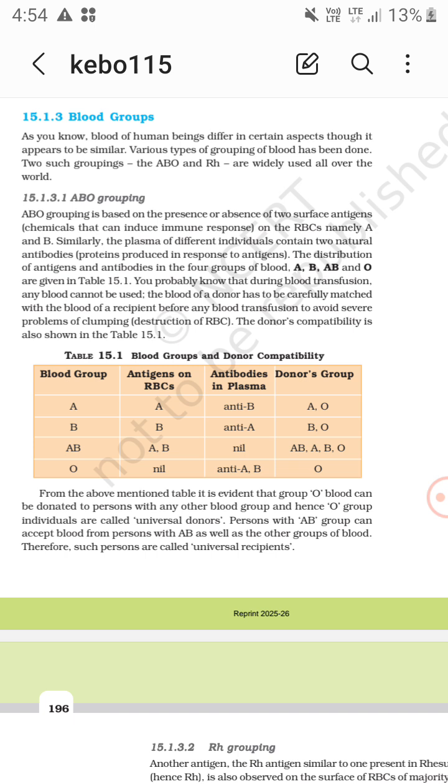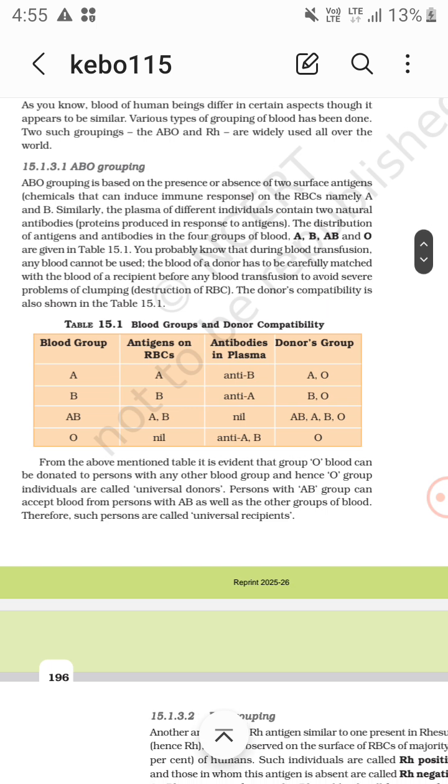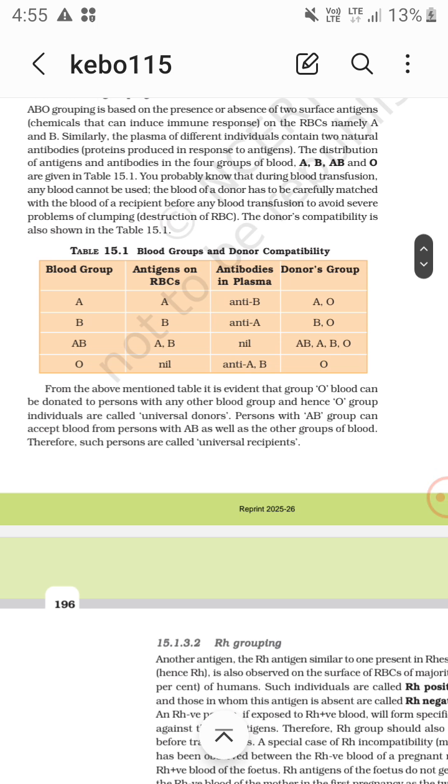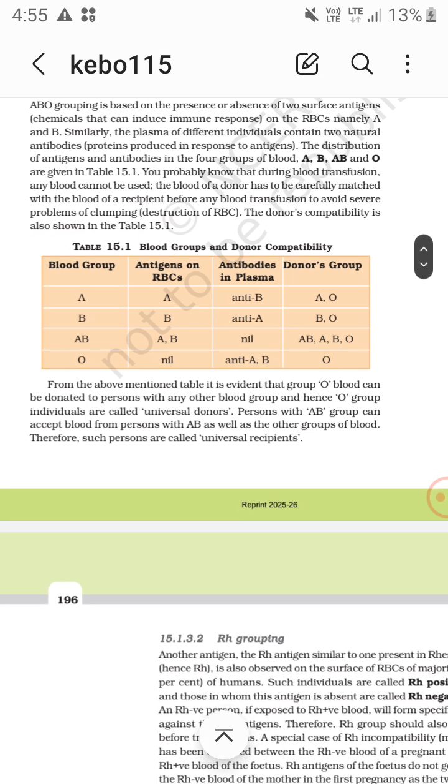So you probably know that during blood transfusion, when we exchange our blood, any blood cannot be used. Why is it so? Because the blood of a donor has to be carefully matched with the blood of a recipient before any blood transfusion, to avoid severe problems of clumping. It can happen, the clumping, that is destruction of RBCs of the receiver. The donor's compatibility is also shown in the figure: the blood groups and donor compatibility.